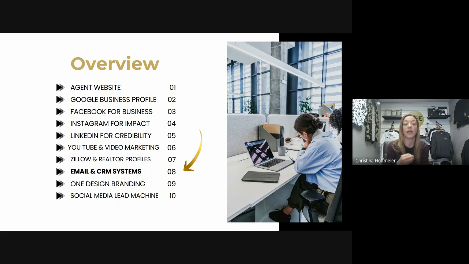So you can see that we did our agent website, our Google business profile, our Facebook business page, Instagram business page, LinkedIn, YouTube and video marketing, Zillow and Realtor profiles. By this point, if you have done all 7 weeks, and if you haven't, that's okay, because they were all recorded and you can go back to them, you should be at all the places that you need to be to really start putting those systems and services in place. So today we're going to talk about email and CRM systems and how you can use those to follow up with all of the people that come through all of those profiles online.